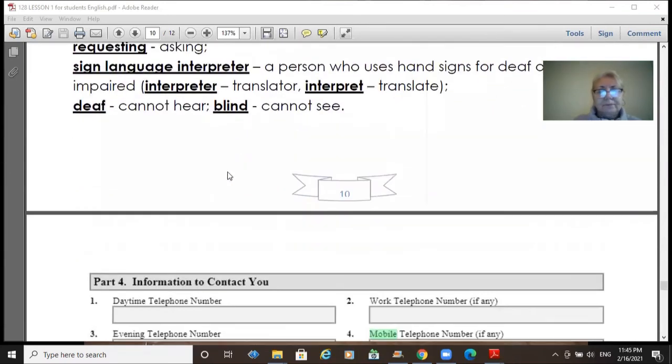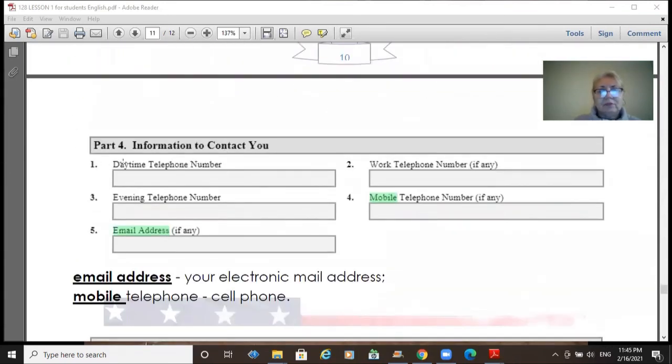Now, next part is part number 4, information to contact you. So that's for immigration services to know how to contact you in case of emergency. And of course, there are 2 ways. It's either your phone or your email address.